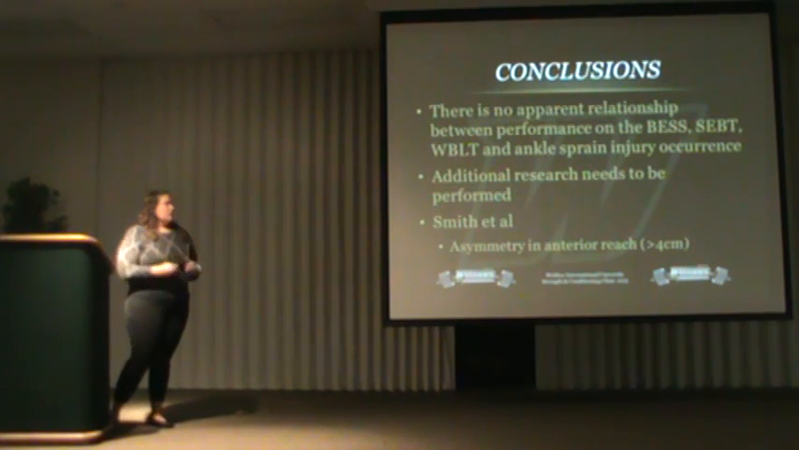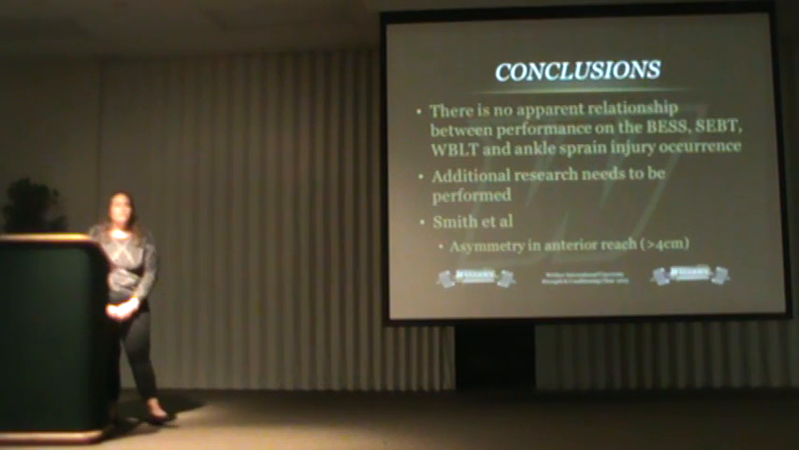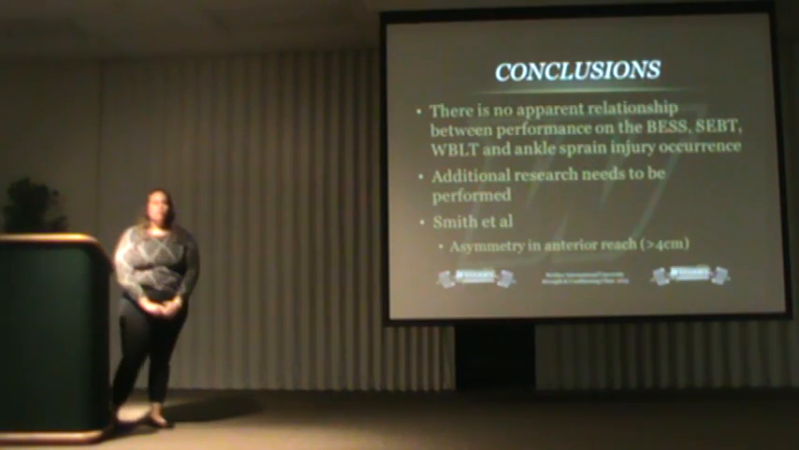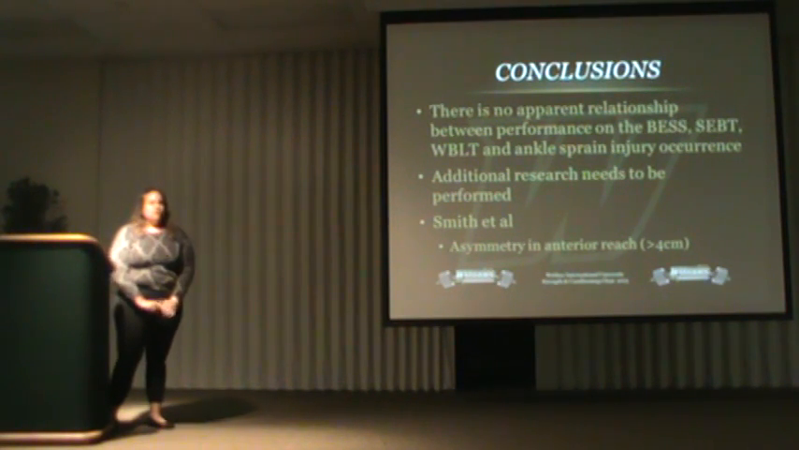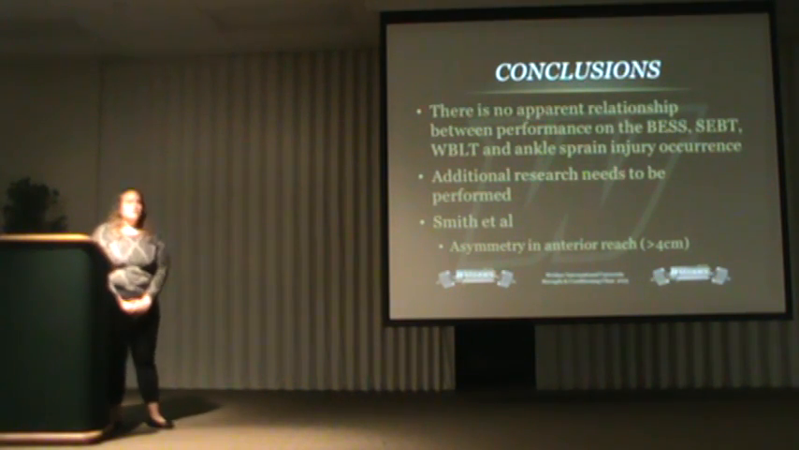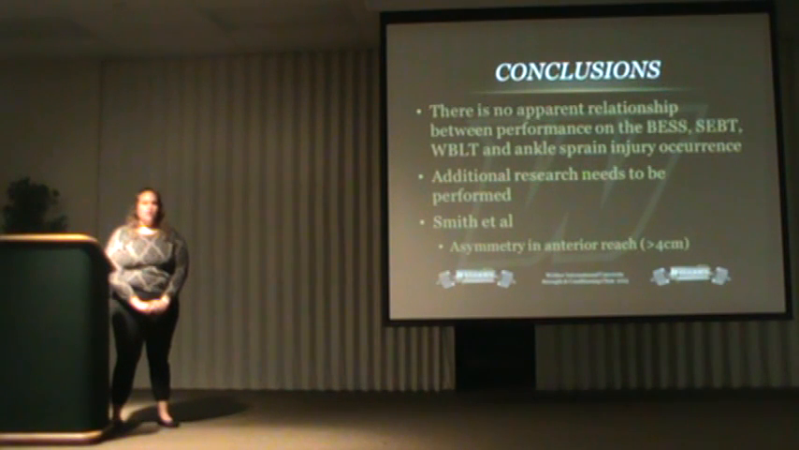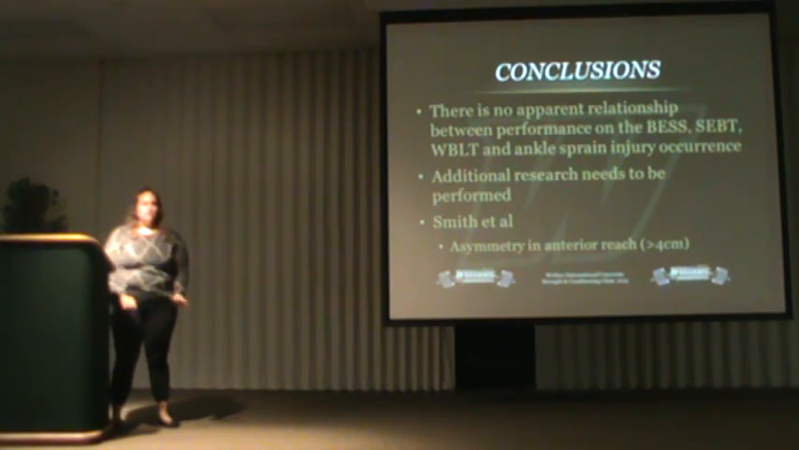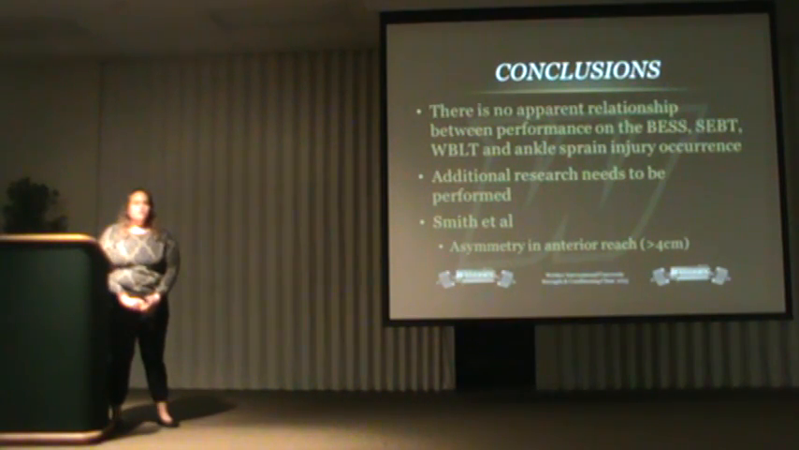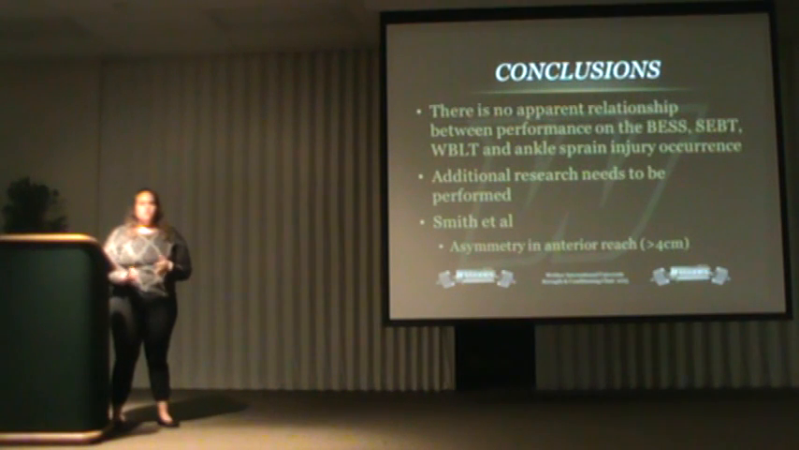There was also another study done by Smith et al., and it was pretty similar to ours. They had about 200 athletes that participated. And they just did the STAR excursion balance test. They had about 80 people that sustained a non-contact injury. They didn't say just ankle sprains, they said non-contact injuries in general. And they found the same as us, where they didn't find a difference between the means of the uninjured group versus the injured group.